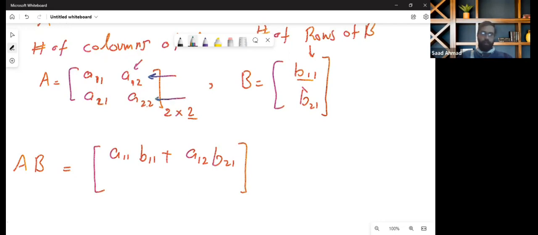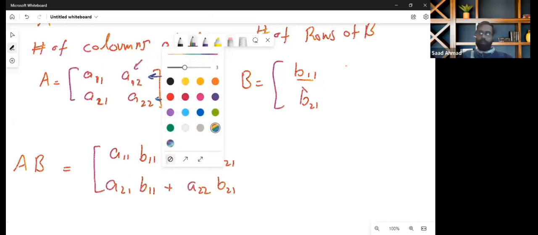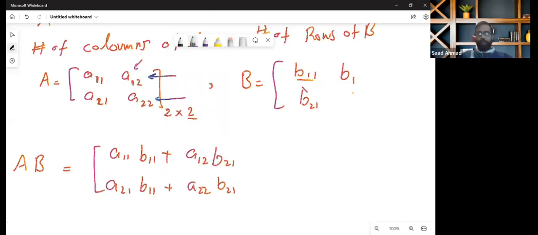Similarly, you pick the second row and multiply with this column with the corresponding members: A21 times B11, the first entry, plus A22 times B21. Now let's expand it a little bit more. Let's say I have one more column in B, B12 and B22.